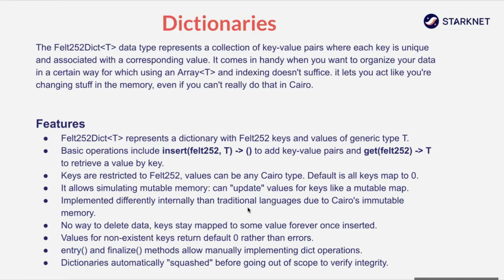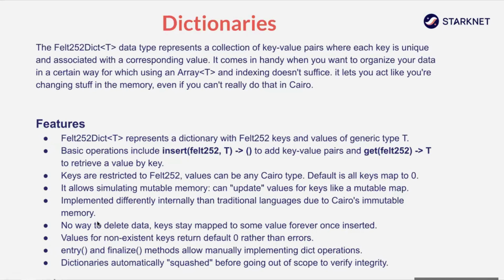So yeah, you can update values for keys in dictionaries. I'm going to be explaining that further in the next slide. There is no way to delete data. Keys stay mapped to some values forever. Once it's inserted, you can't delete it. Values for non-existent keys return the default 0 rather than errors.